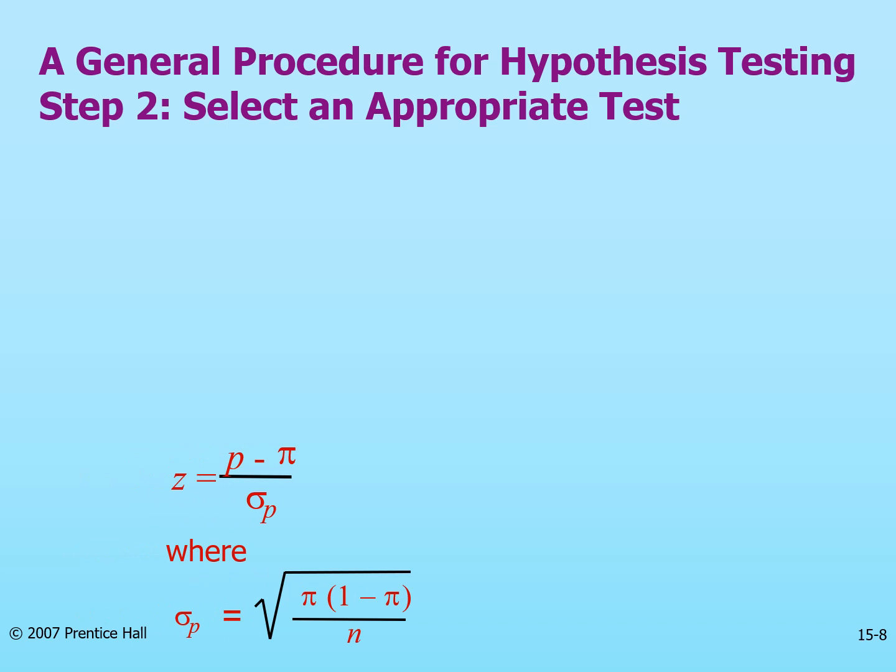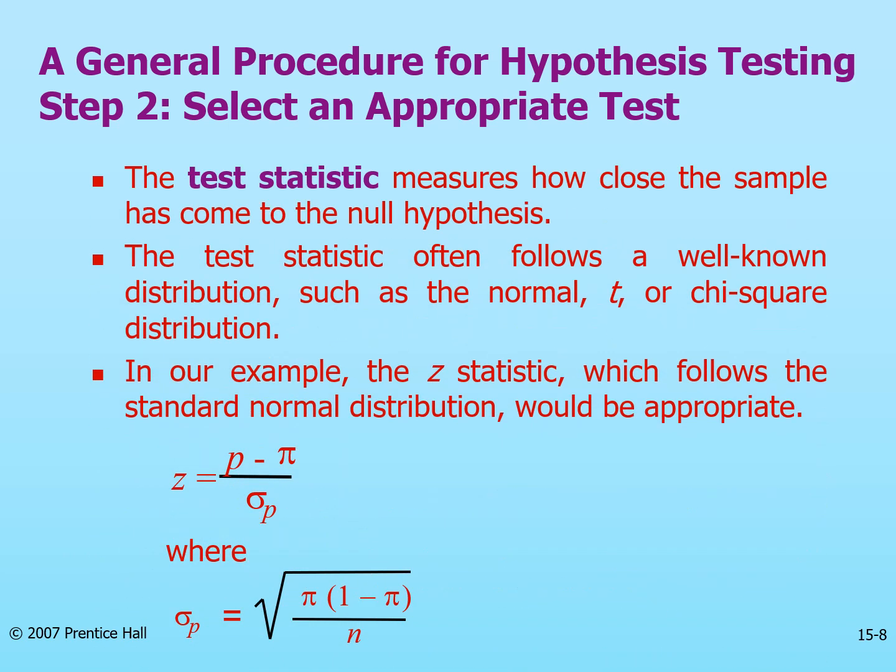Number 2, we have to now select the appropriate test. After 10 minutes, I will give the 5 minutes back, okay? Select an appropriate test. The test statistic measures how close the sample has come to the null hypothesis. This is the test statistic we are going to use. The test statistic often follows a well-known distribution such as the normal, t, or chi-square distribution.